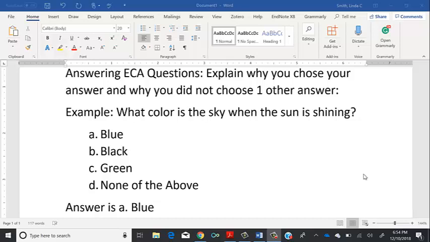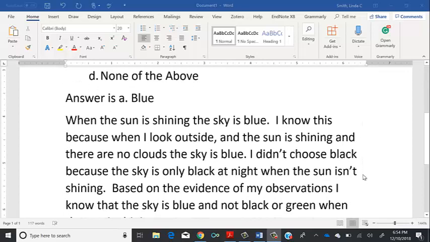And this year we are using CER. So any of the questions that have explain why you chose one or why you did not choose another, or explain with the trade-off, make sure that you use CER. So we know the answer is blue, but here is how we would go about answering that question fully.